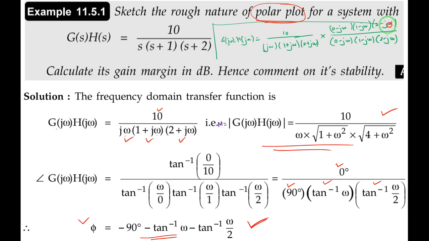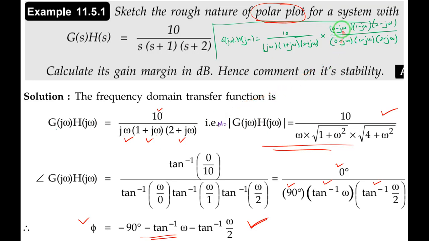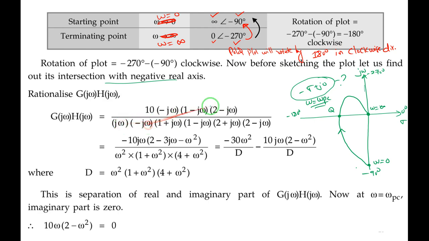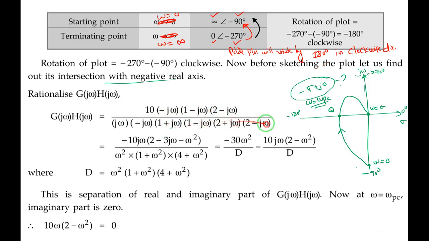Right? We have to rationalize. So rationalize is like this. They have written here, you can see: 10 into 0 minus j omega, 1 minus j omega, 2 minus j omega in the numerator. In the denominator, j omega into minus j omega, 1 plus j omega into 1 minus j omega. They have written it like this, right? I hope you are getting it.